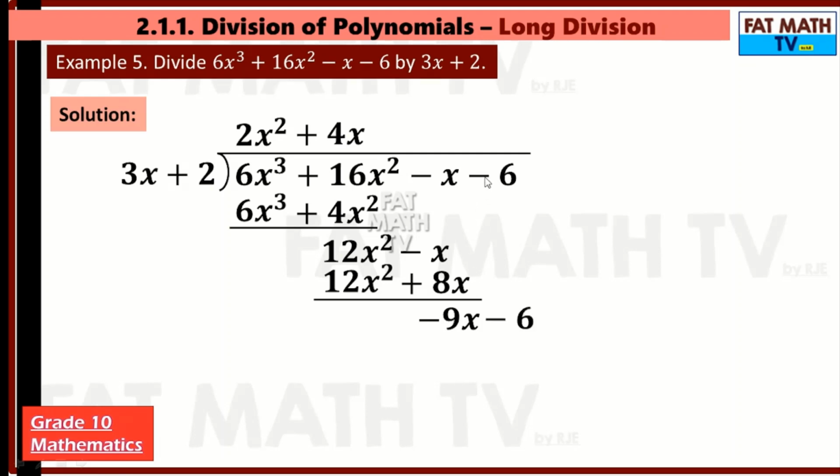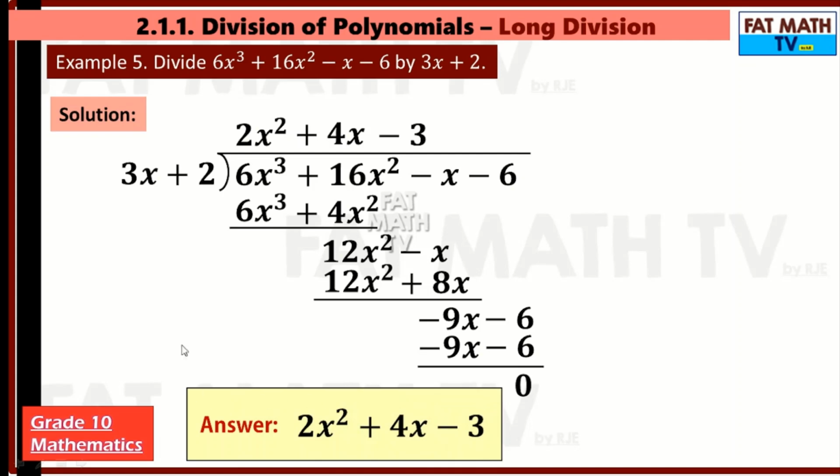Bring down minus 6. Negative 9x divided by 3x, that's negative 3. And then negative 3 times 3x, that's negative 9x. Negative 3 times 2 is negative 6. If you subtract, that is 0. So there is no remainder. So the quotient, when you divide this expression by this expression, is 2x squared plus 4x minus 3.